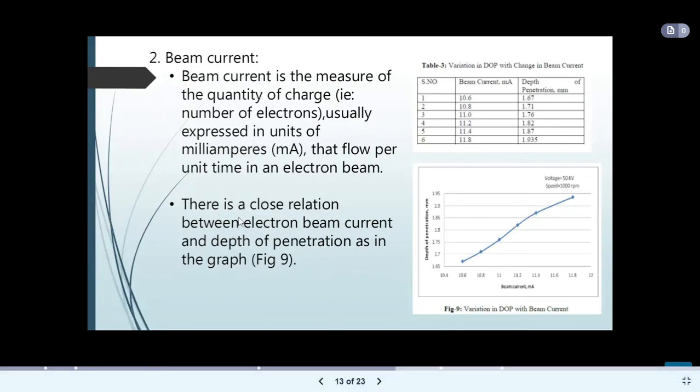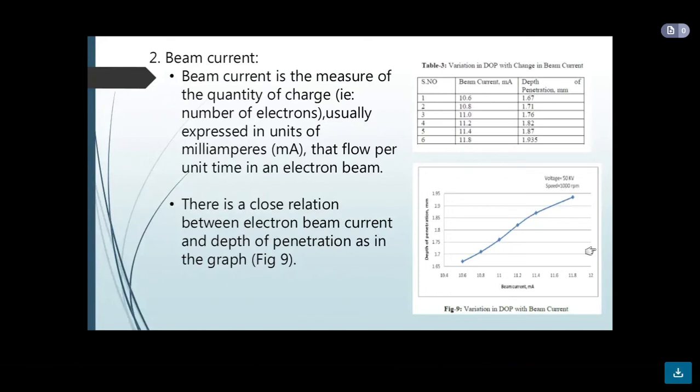There is a close relation between the electron beam current and the depth of penetration, as in the graph. The depth up to which the electron beam will penetrate depends on the current. As the current increases, the number of electrons increases. What is the relation here? As the potential difference between anode and cathode increases, the speed of the electrons increases, and as the speed of the electrons increases, the current increases, and as the current increases, the depth of penetration of the beam will increase.